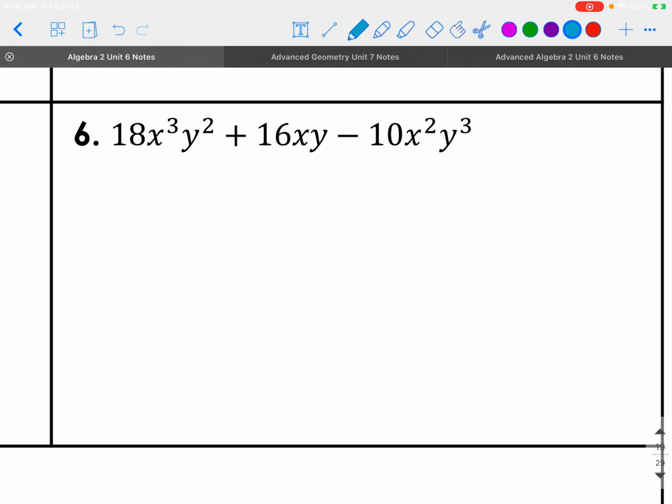Number 6, there are 3 terms, but we don't do it any different. It's still the same. So what is the largest number that goes into 18, 16, and 10? It's actually just 2. And then look at the x's. Well, this middle guy only has 1, so I can only take 1. And the middle guy also only has 1 y, so I can only take 1 of those.